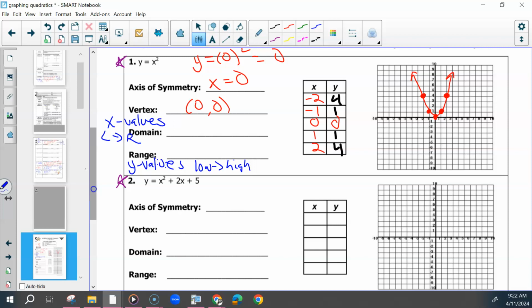So domain, you kind of have to imagine, because sometimes you can't accurately see it. If I'm looking at this, I know it keeps going to the left, slightly up and left. It's going to keep doing that off the graph, off the page, forever and ever in that direction. Where would that start?